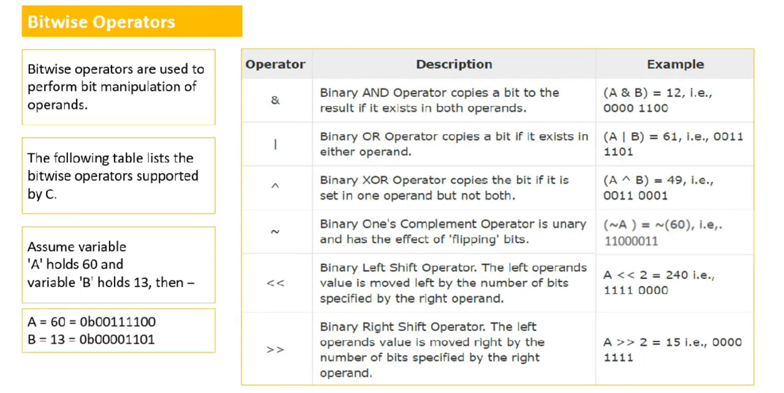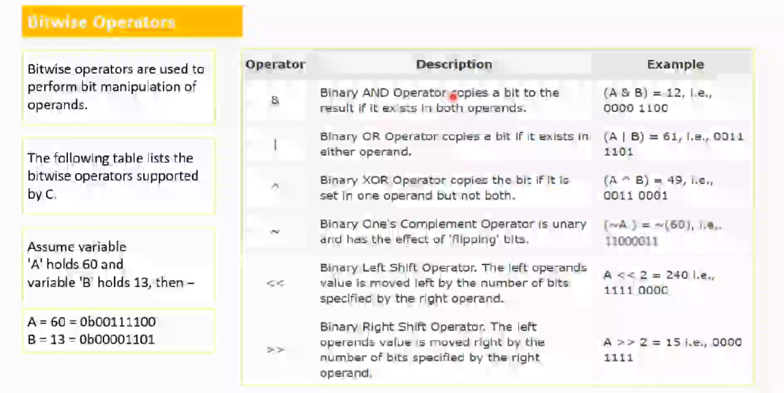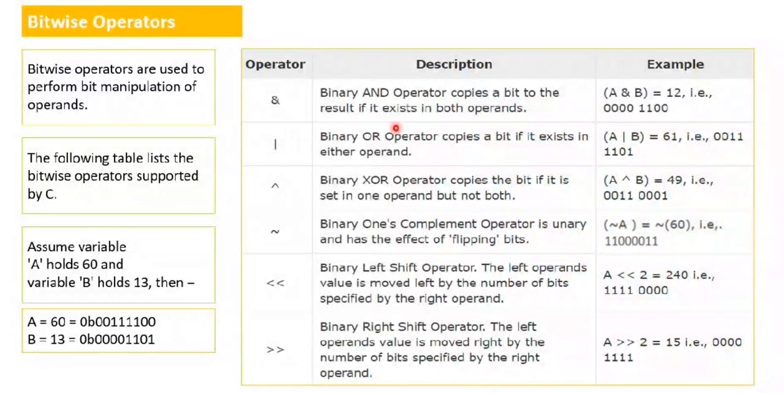Then the binary representation for 60 is 00111100, and for 13 it's 00001101. Now the very first operator is the binary AND operator. The binary AND operator copies a bit to the result if it exists in both operands. If you remember the truth table for the AND gate, for inputs A and B, the output is 1 if both the inputs are 1. So if you see the same thing with this operator, in A and B, wherever there is 1 in both, the output is 1. If any of the operands is 0, then the output is 0. Therefore, it is equal to 12.